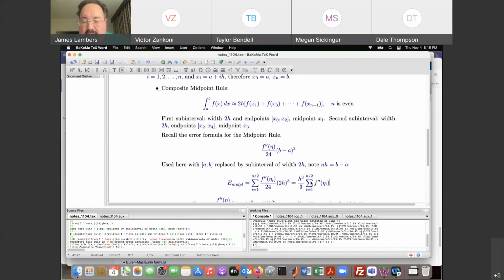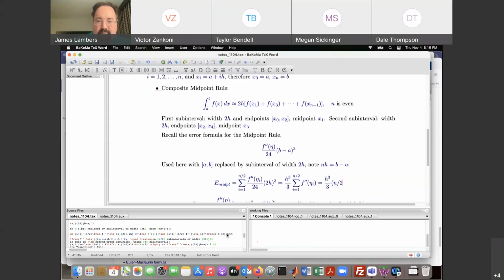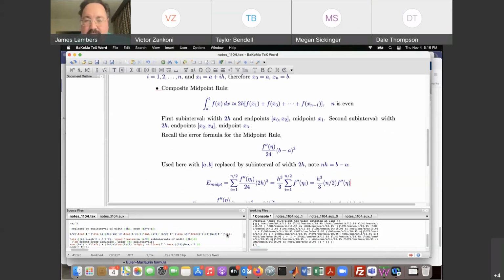But by the intermediate value theorem, if we assume that f double prime is continuous on the interval ab, I can replace these by an average at a single unknown point, and then times n over 2. So this is the same as h cubed over 3 times n over 2 times f double prime at a single unknown point, again by intermediate value theorem.